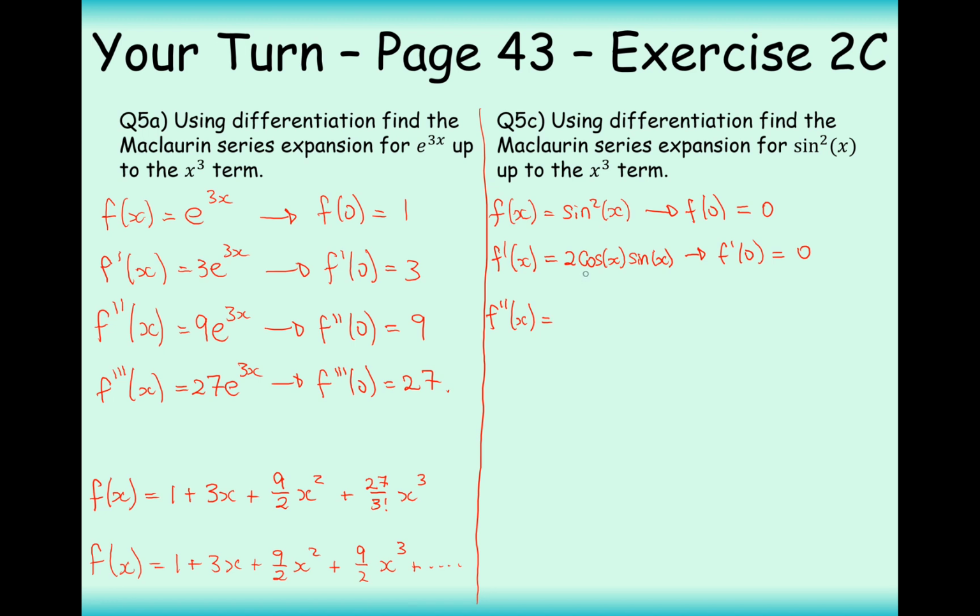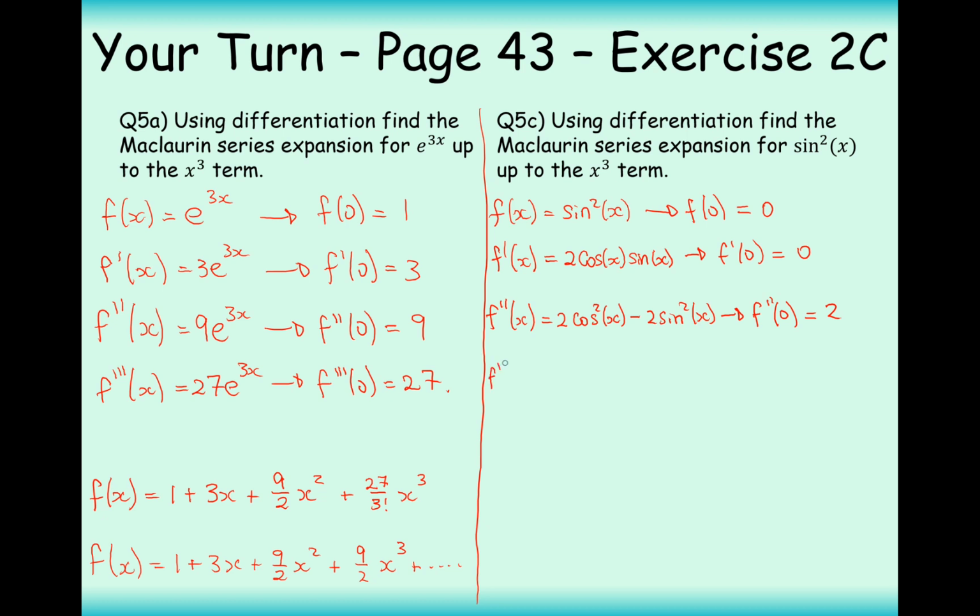And doing this by the product rule, we're going to get 2 cos squared x minus 2 sine squared x. And then we'll evaluate this at 0, f double dash of 0, that's going to be 2 times 1 minus 2 times 0, so that answer will be 2. So we've got our first non-zero term there.